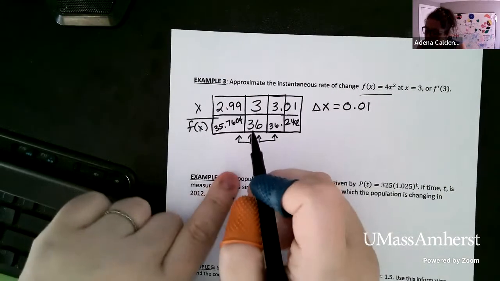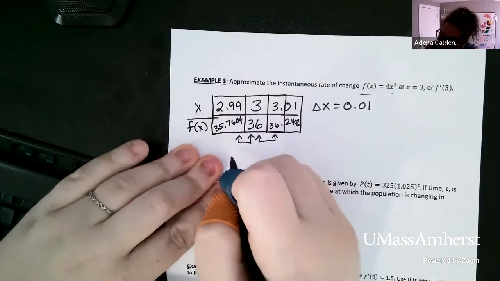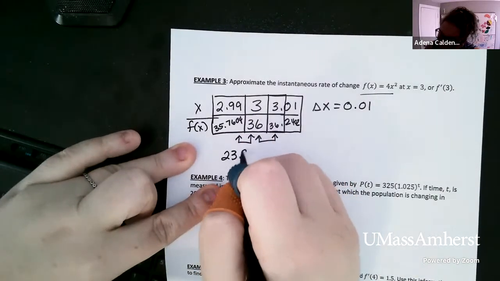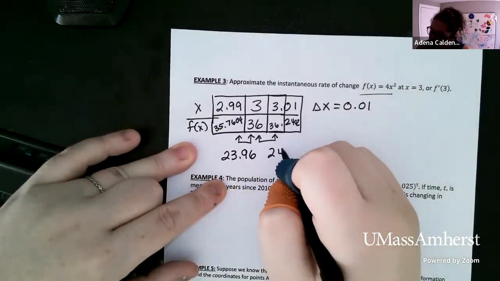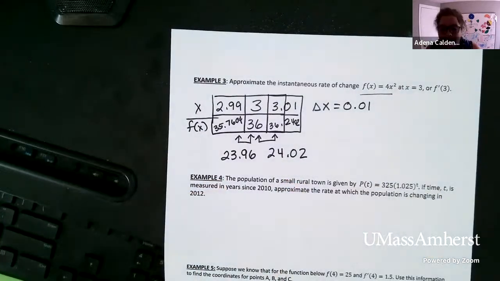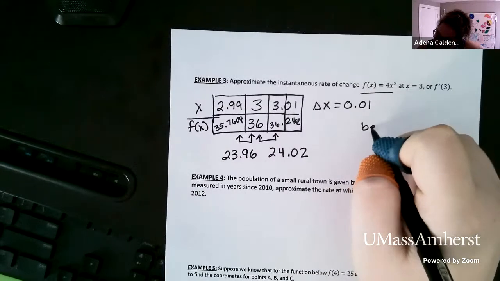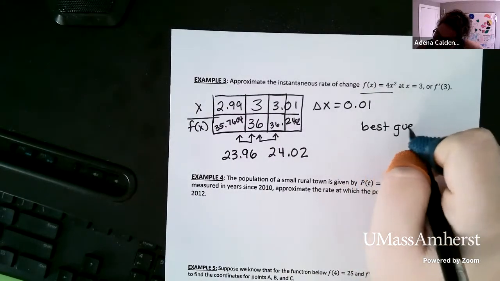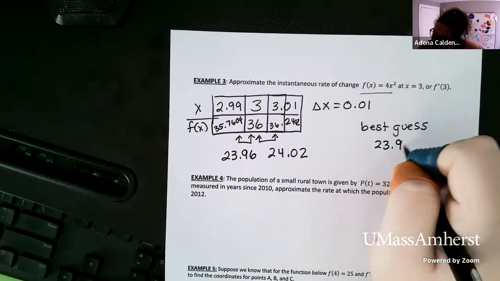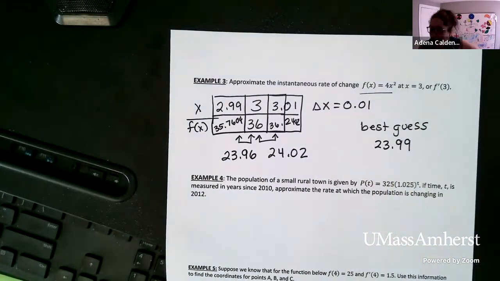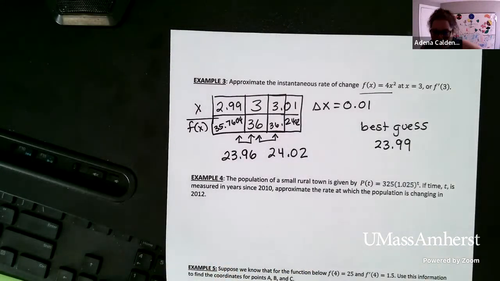So when I do my average rate of change on the left, I'm going to get 23.96. And when I do it on the right, I get 24.02. Okay? Which means that when I average those together, my best guess is going to be 23.99. Okay, so I averaged my left and my right, and that gives me 23.99.